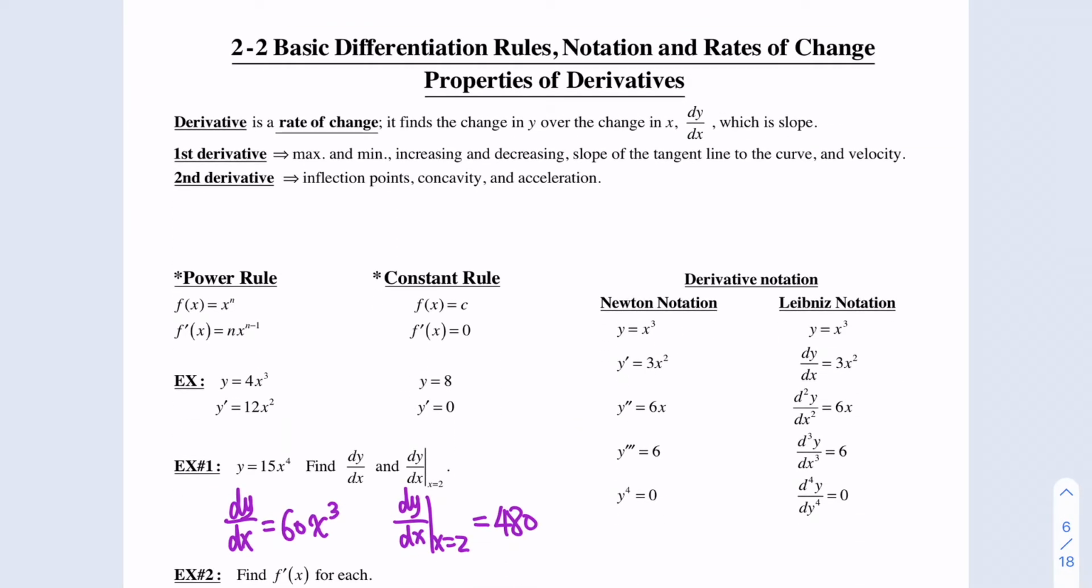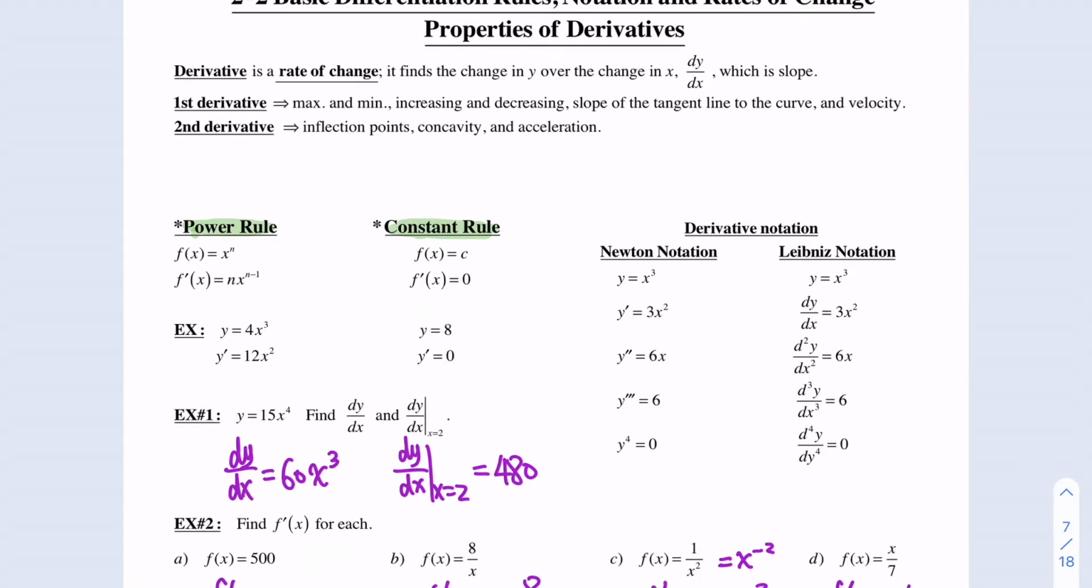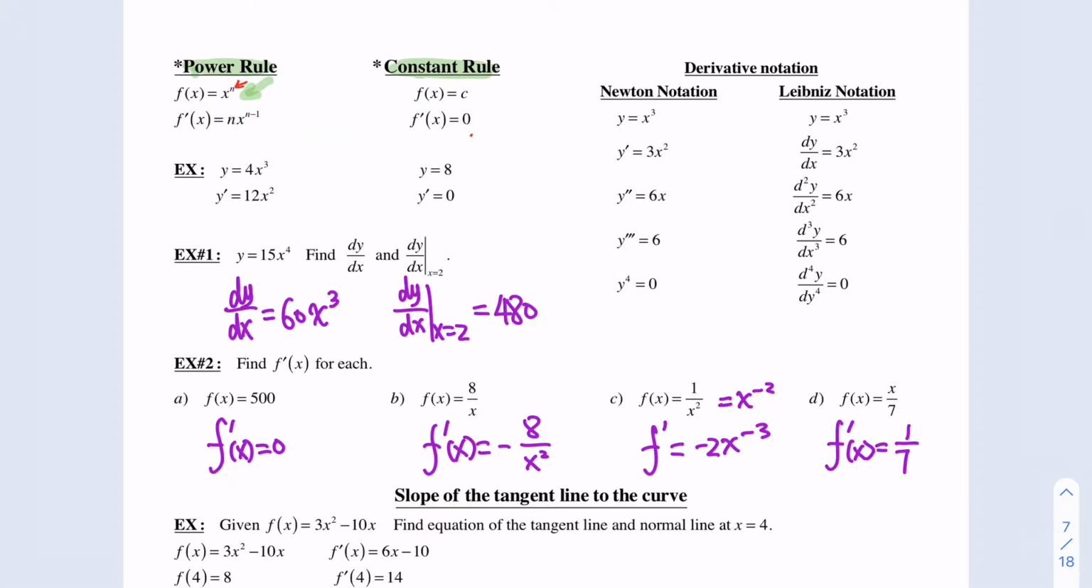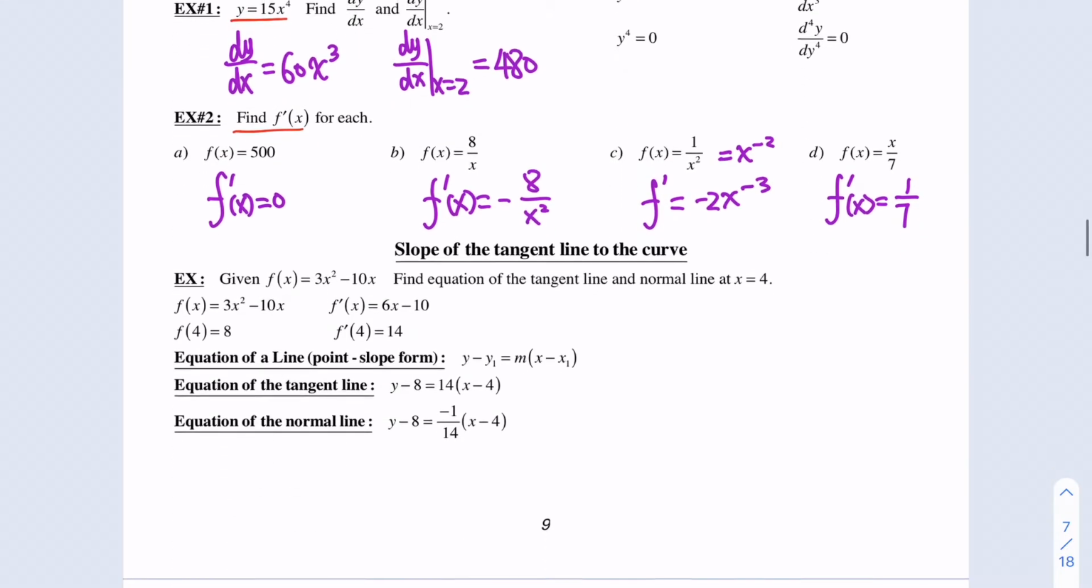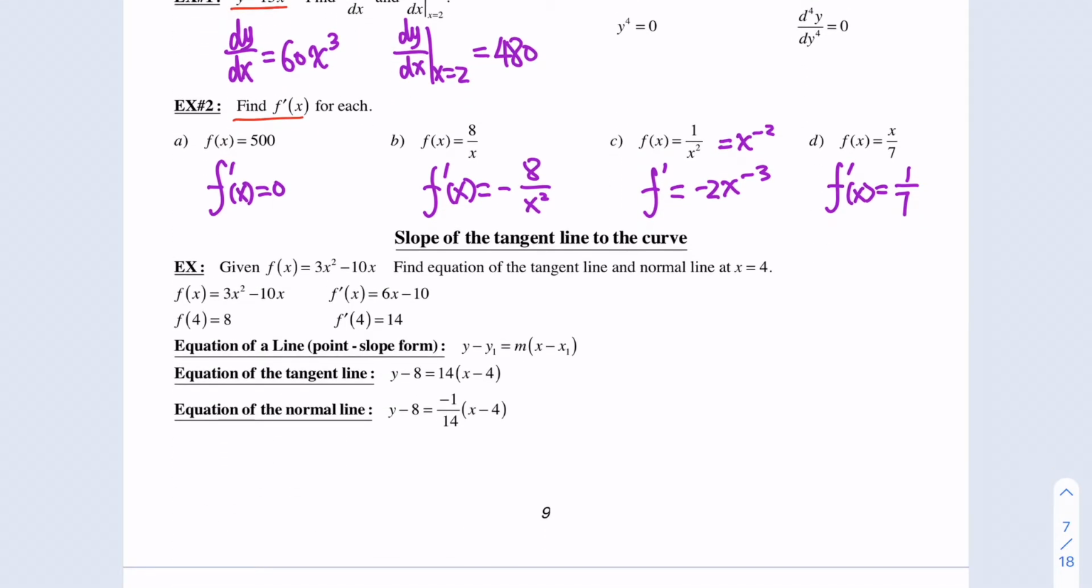The second lesson, basically we have to remember all the different derivatives: derivative, power rule, constant, and all the higher order derivatives too. So the derivative of x to the n gives us n times x to the n minus 1. Keep in mind n has to be a number. The derivative of a constant gives us 0. Examples 1 and 2, I think you guys can do it yourself. Same thing, slope of the tangent line to the curve. We take the derivative directly. We don't have to use the definition. Point-slope formula. So tangent line, normal line, same stuff.